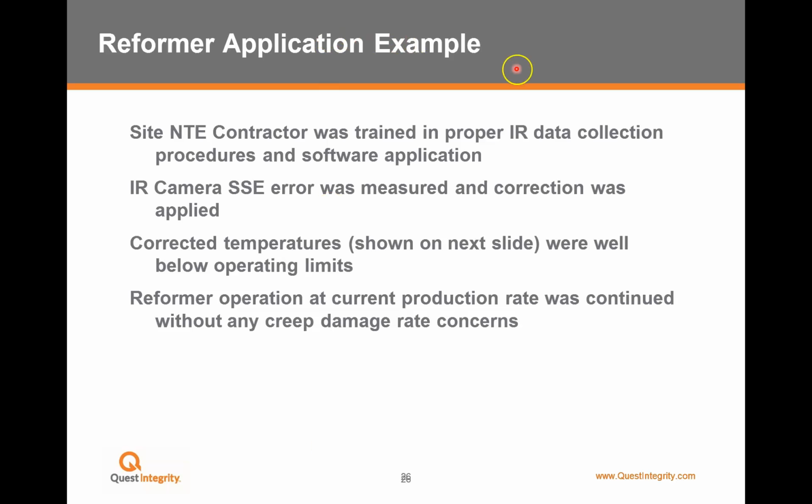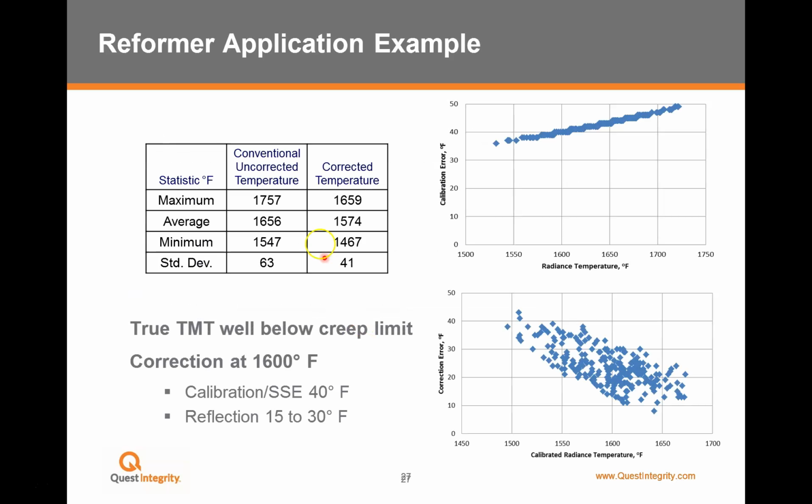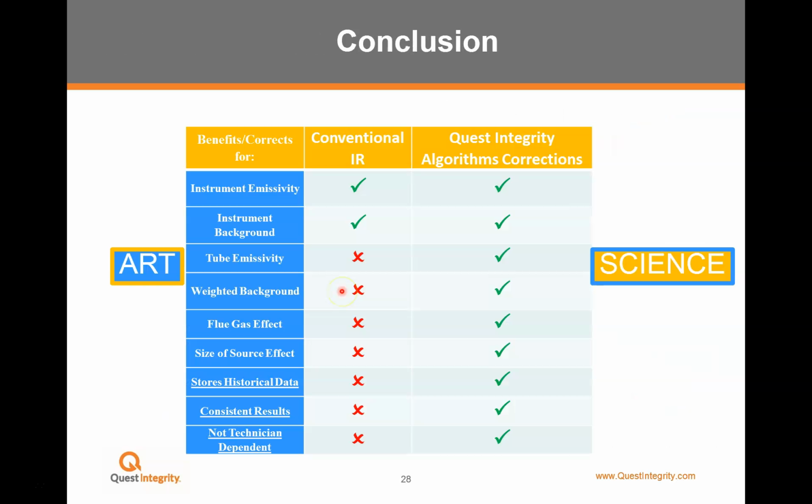So we trained them on the different aspects of placing spots on the tubes. We calibrated their camera for the size of source effect, and then we corrected their temperature readings. By doing all that, after we were done, they continued operating at their current production, and more importantly, they had no creep damage concerns. So you could see the temperatures went down significantly. Their max temperature went down nearly 100 degrees, and their average temperature readings went down approximately 75 degrees. So in summary, what we did to get these corrected values was apply all these corrections from our algorithms in order to get these corrected results.